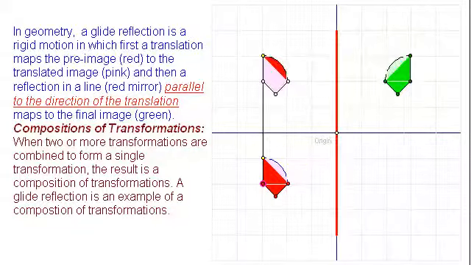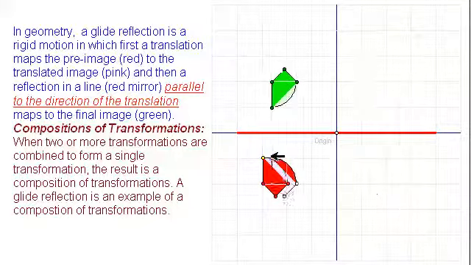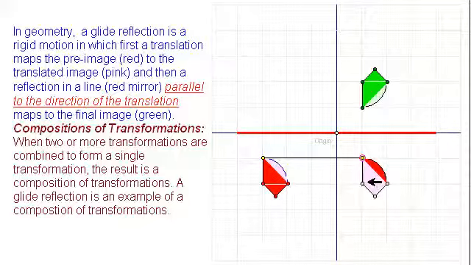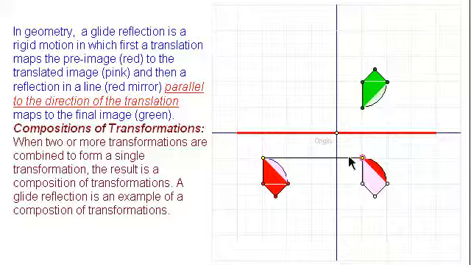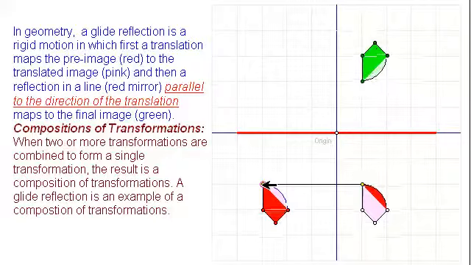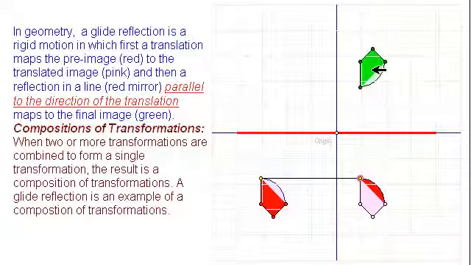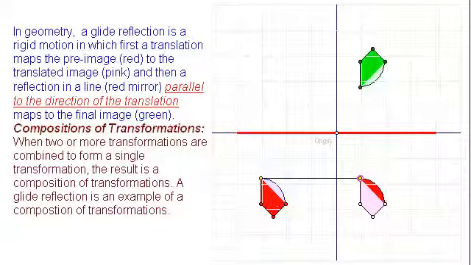What happens if the line of reflection is horizontal? You can still see that. First create a translation in a particular direction and then take the reflection across the line of reflection, which is parallel to the direction of the translation. So this is the translation. If I move it in any way, this is always parallel to this. So this green image is the glide reflection of the red pre-image.